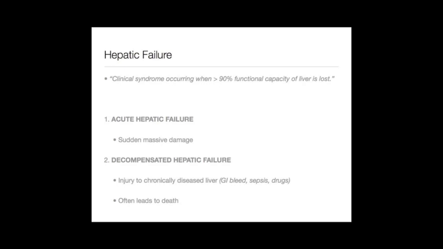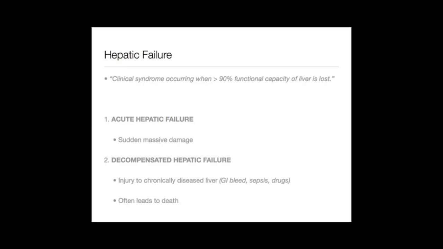So first of all, when we talk about hepatic failure, what we mean is a clinical syndrome when greater than 90% of the functional capacity of the liver is lost. Now, traditionally two types of hepatic failure or liver disease have been thought of. These are acute hepatic failure and chronic hepatic failure. What I want to try and explain now is how chronic hepatic failure is not really correct terminology. It's much better to say chronic liver disease and reserve hepatic failure for acute episodes.